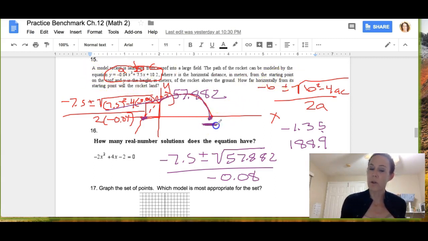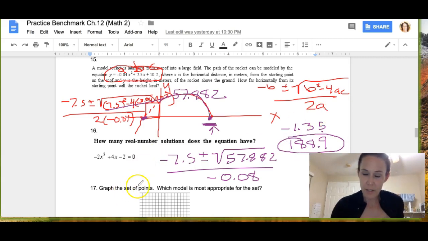So where should we look for the rocket? That's what we want to know. This will tell us. So math can actually help you find your toys. Look at that. All right, so 188.9 or 89 meters. All right. Let's go ahead and pause.